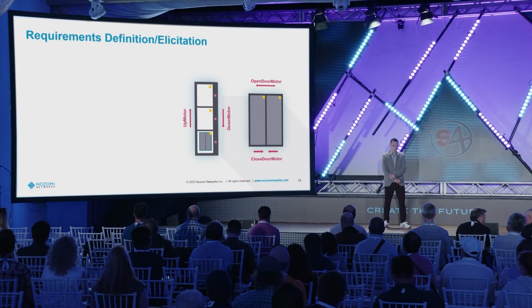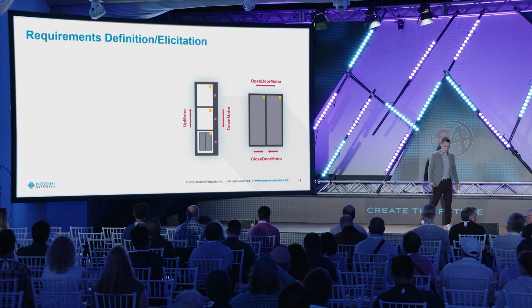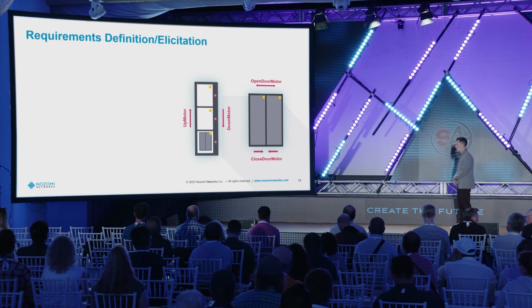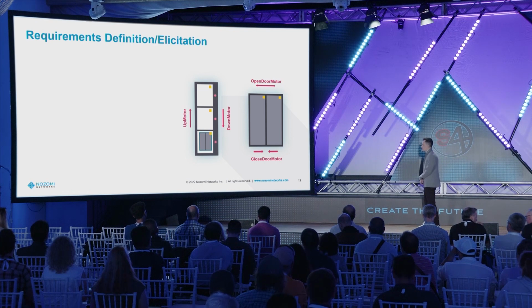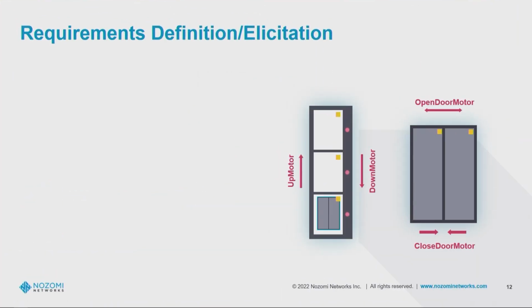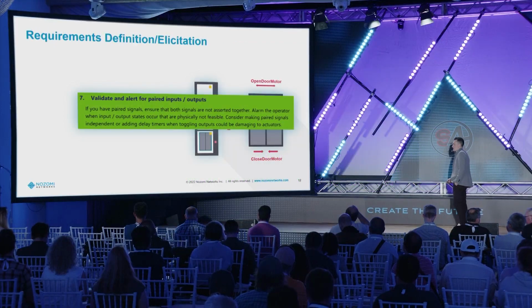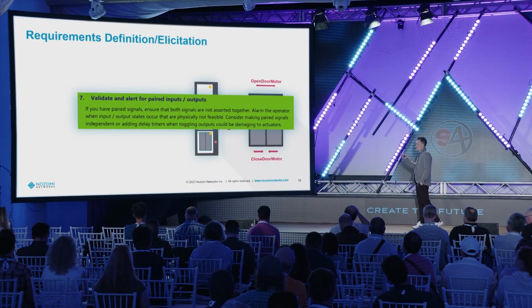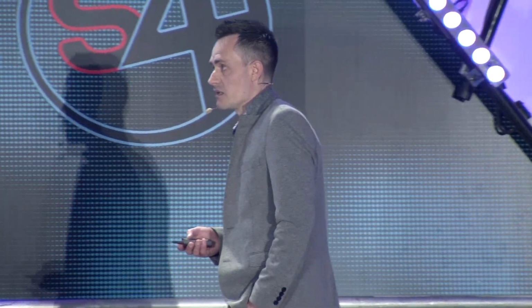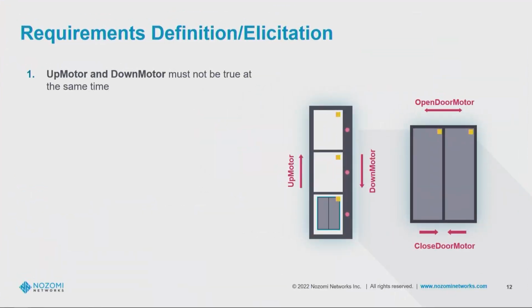So let's write some requirements that this example should satisfy in order to be correct. If we really run out of ideas, we can, for instance, try to apply secure PLC coding guideline number 7, which says, make sure that paired signals are not asserted together. In our example, we do have paired signals: up motor and down motor. So we can say up motor and down motor must not be true at the same time. This will be our first requirement.